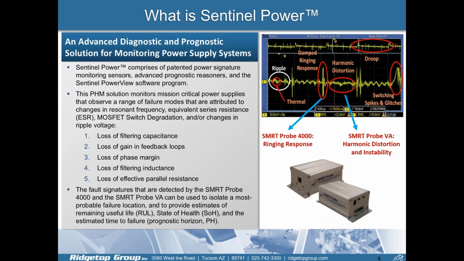We use patented power signature monitoring sensors that we've developed, and we have patents on it. We have advanced prognostic reasoners, and we have Sentinel PowerView software. This solution monitors your mission-critical power supplies, and we observe a range of failure modes. Some of the modes that we here at Richtop have looked at and for which we have solutions in-house, some of those we have externalized, some we have just kept in-house until someone wants them from us, are loss of filtering capacitance, loss of gain in the feedback loops of a power supply, loss of phase margin, loss of filtering inductance, and loss of effective parallel resistance.